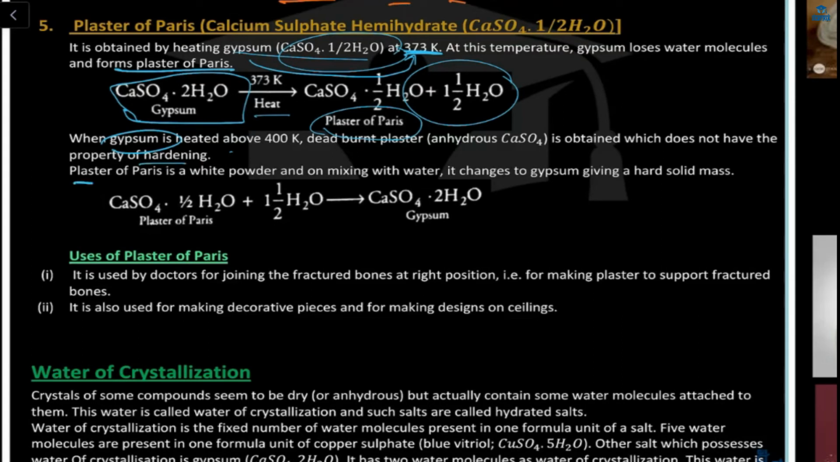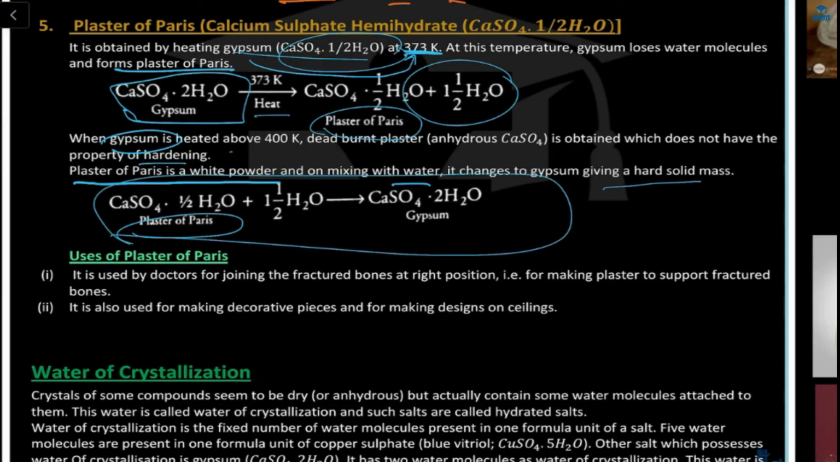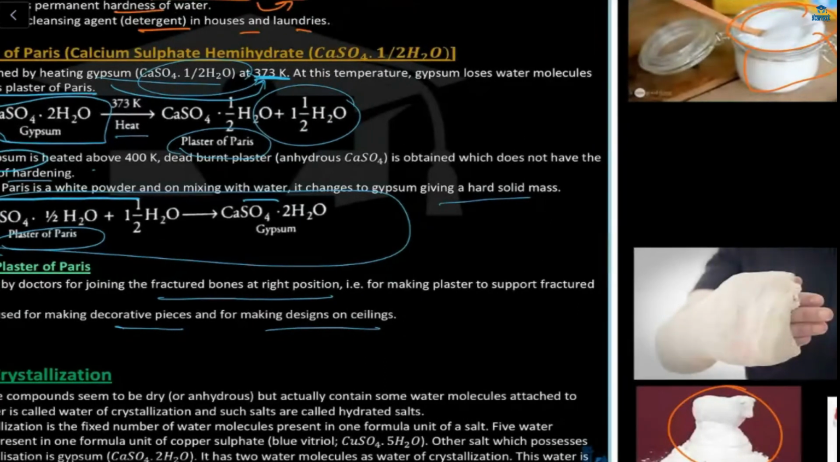Now, here what's written: plaster of Paris is a white powder, and on mixing with water, it changes to gypsum, giving a hard solid mass. What are the uses? It is used by doctors for joining fractured bones at the right position, for making plaster to support fractured bones. It is also used for making decorative pieces and for making designs on ceilings. The ceilings in our room are also made with the help of this plaster of Paris, the hard part.